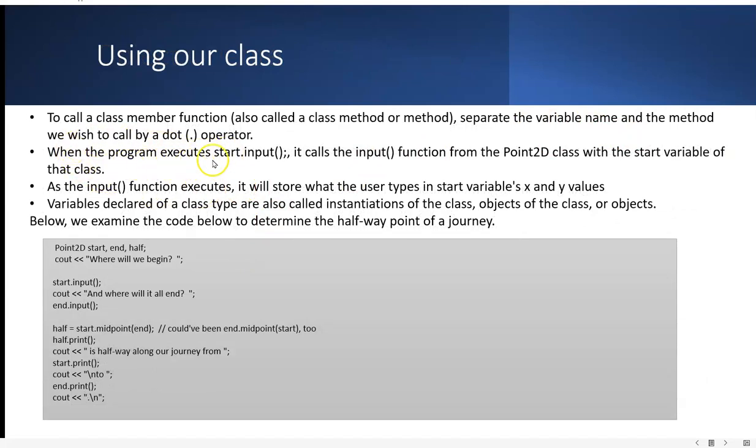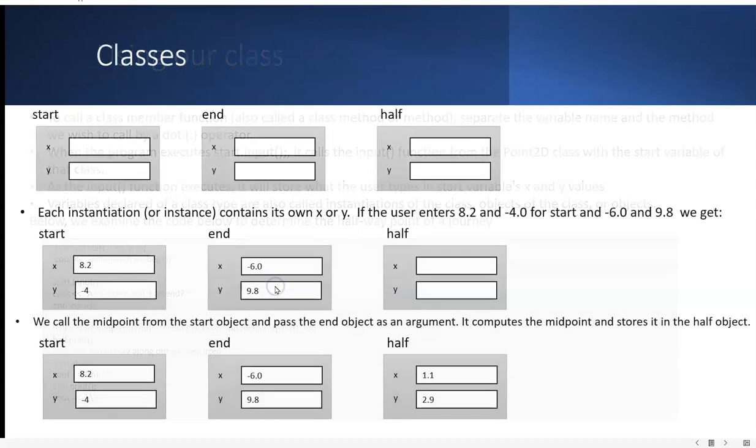When the program executes start.input, it calls the input function from the Point2D class with the start variable of that class. As the input function executes, it will store what the user types in start's X and Y values. Below, we examine the code to determine the halfway point of a journey. So we have start and end. Start.midpoint(end) gives half, then half.print, start.print again, and end.print.